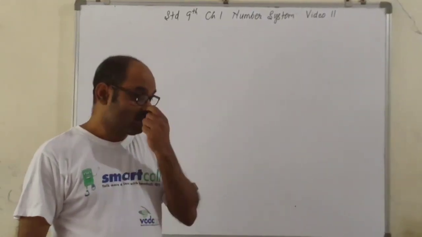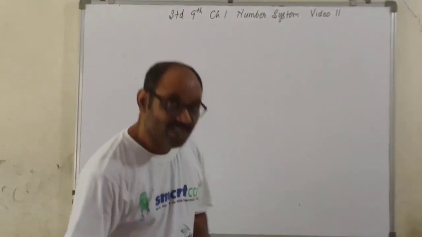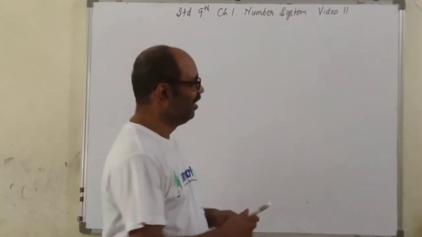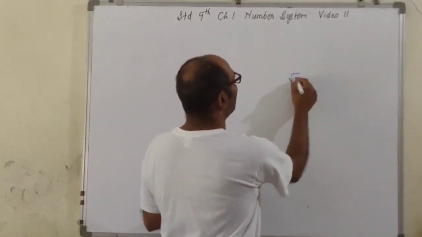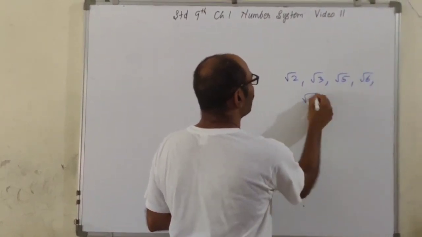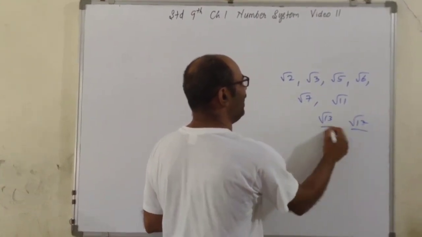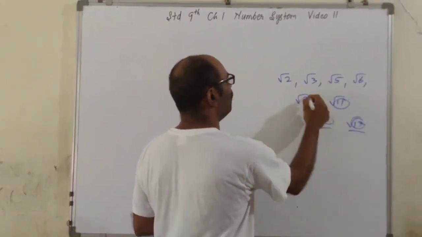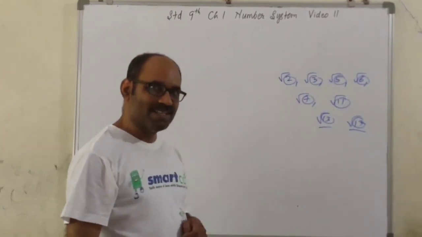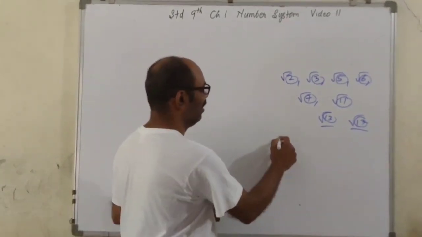Alright students, so we move to the last concept of the chapter, and that is once again representing irrational numbers on the number line. We have already represented root 2, root 3, root 5, root 6, root 7, even root 11, root 13, root 17. Any number which is non-perfect square can be represented on the number line. Now there is a slight twist in the question.